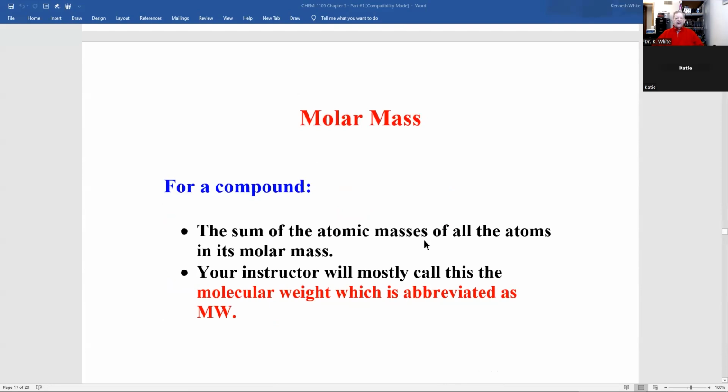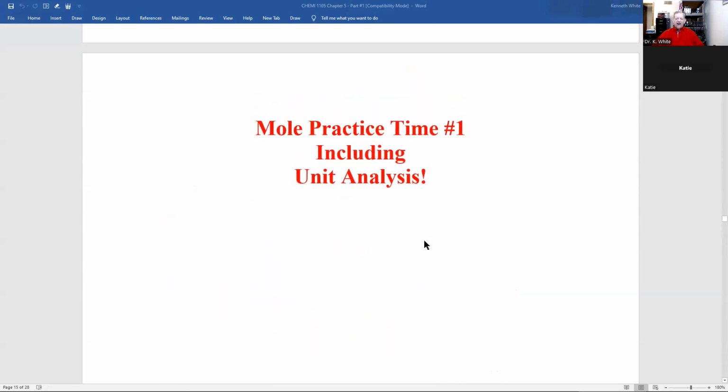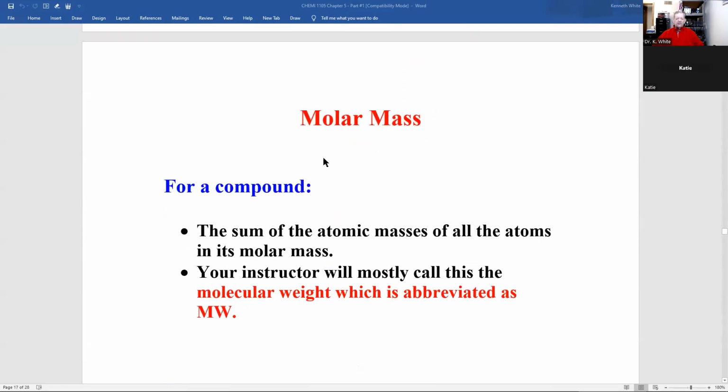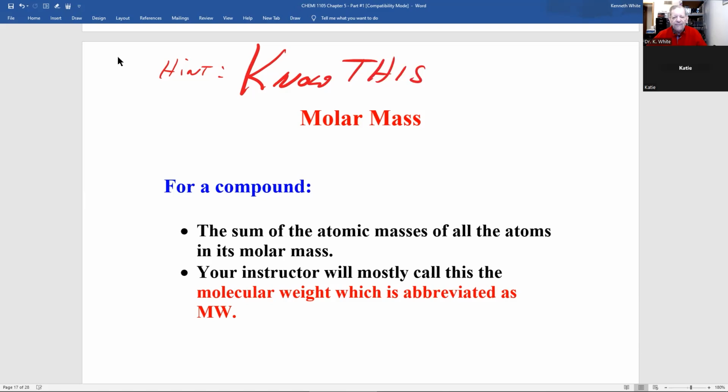All right, we did our mole practice time, number one, with unit analysis. Your good buddy, your good friend, unit analysis. Let's move on. There's a new concept I'd like to talk about, and I think I better be subtle. Subtle, huh? Know this. That's called molar mass.